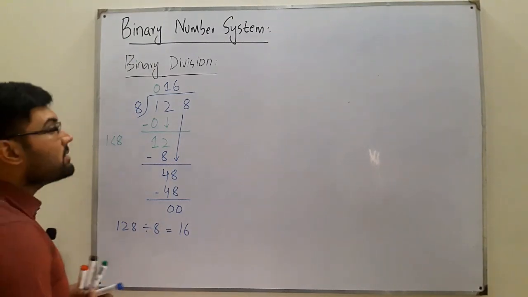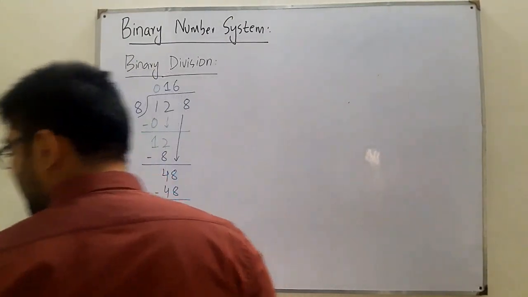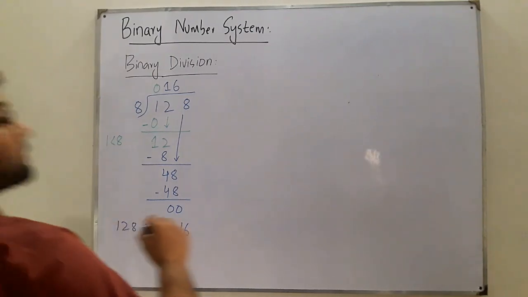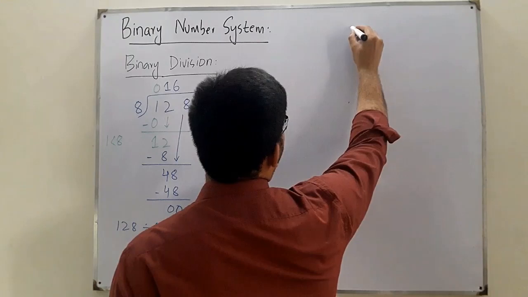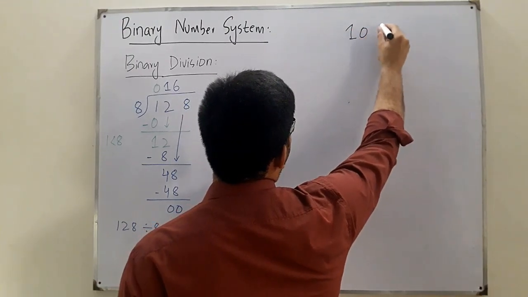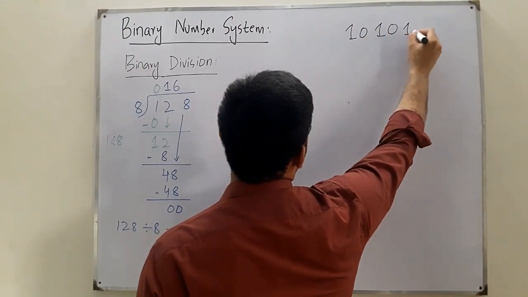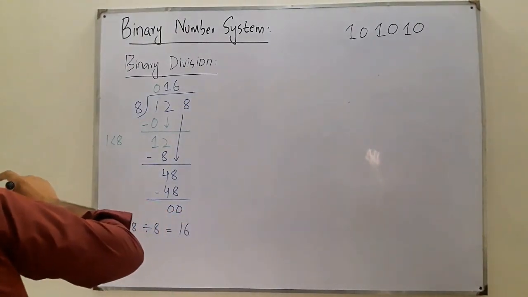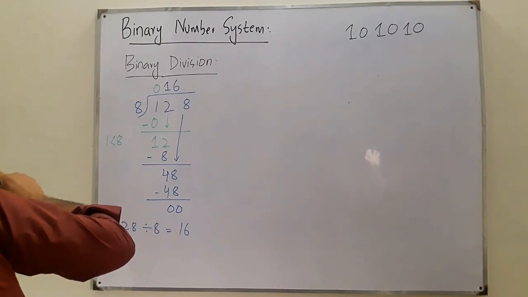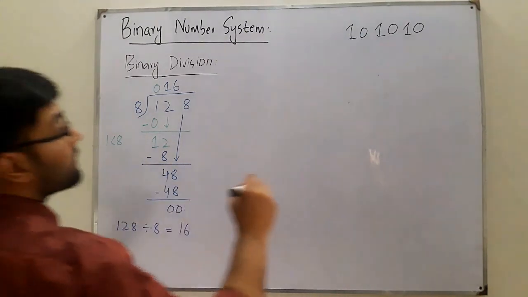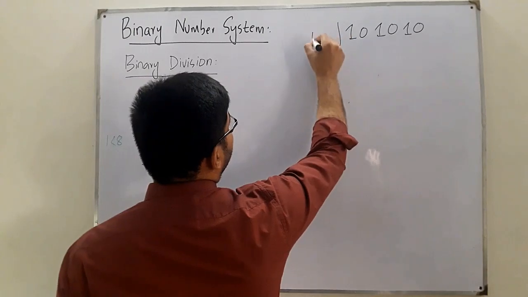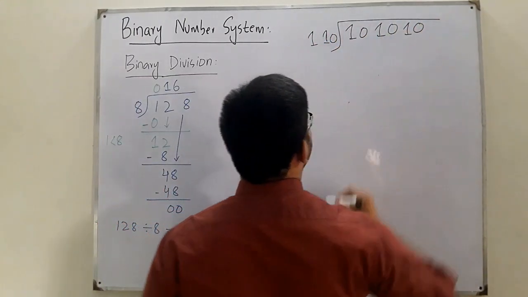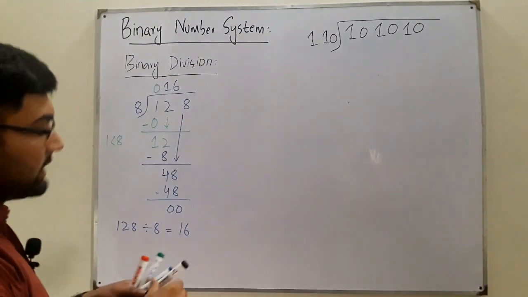Alright, now in the binary, let me take an example. So this is 10, 10, 10, 10, 10, and this is divided by 110. Okay. Now have a look.